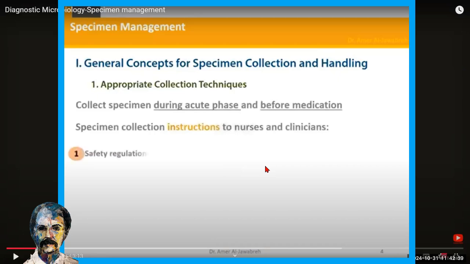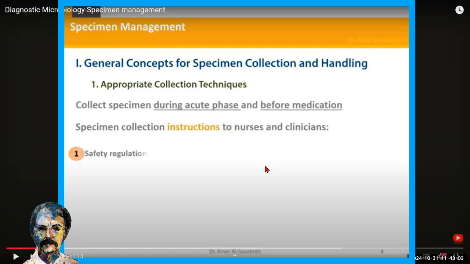So here, specimen collection instructions. These are instructions to nurses and clinicians. Why? Here they are talking about the hospital. And in the hospital, as a medical technologist, you are not alone. You have other members of the medical team: physician, nurse, X-ray, and so on. But you are going to deal mainly with two, the nurse and the physician, the doctor.